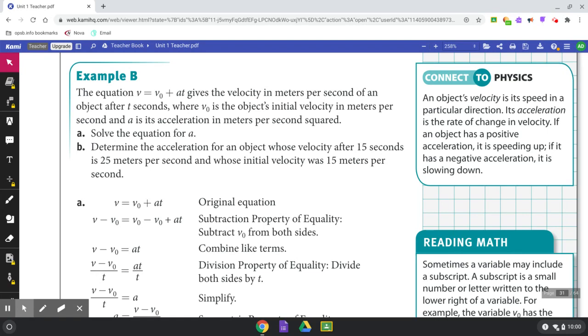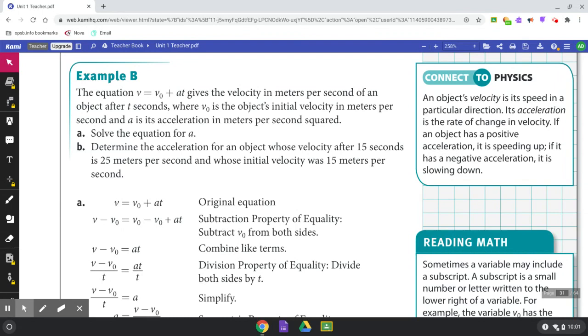So when you hear the word accelerate, that means you need to change your speed. Either slow down or speed up. Acceleration, slow down, speed up. If an object has a positive acceleration, it is speeding up. If it has a negative acceleration, it's slowing down.